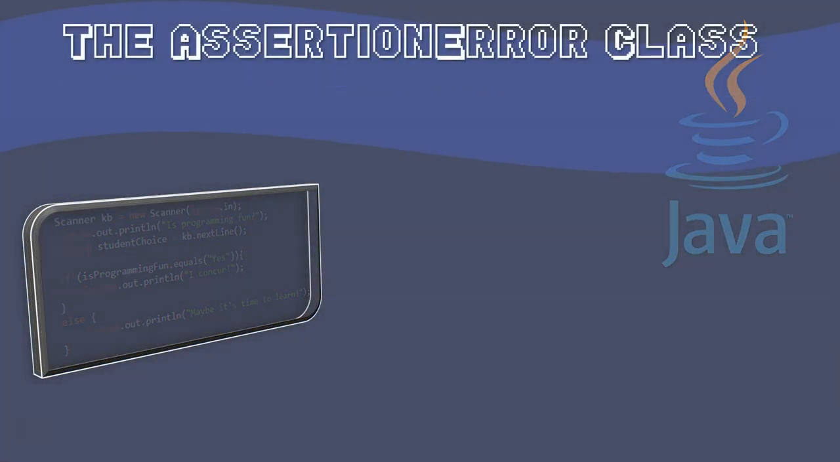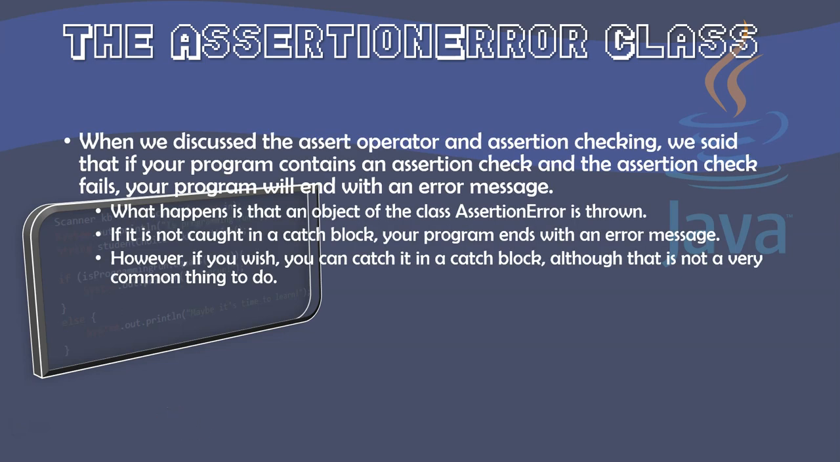And to start us off, before we jump right into dealing with this, let's first talk about two things that are going to be important to understand. First off is the AssertionError class. When we discussed the assert operator in assertion checking, we said that if your program contains an assertion check and that check fails, your program should end with an error message. But what happens is that an object of that class, AssertionError, is technically thrown. And if it's not caught within a catch block, your program is going to end with an error message.